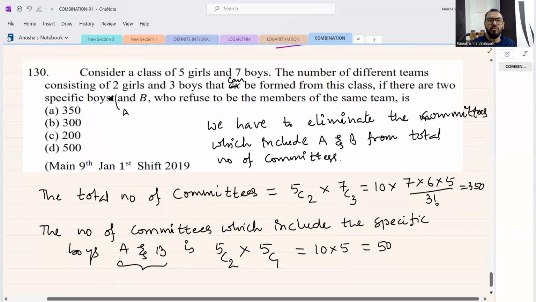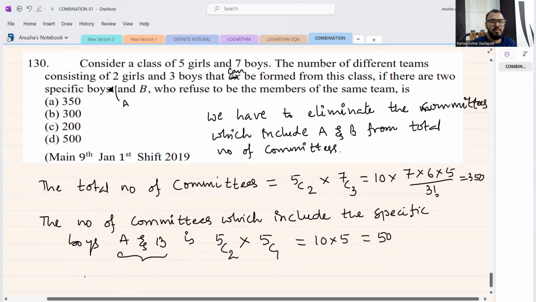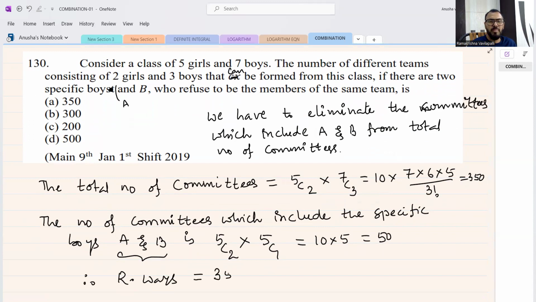We have to remove these committees from the total. So therefore, the required number of ways is 350 minus 50 equal to 300. So there are totally 300 committees. We have done it in a complementary way. Instead of listing out all possible cases, we have removed the number of committees in which both serve together from the total number of committees. So option B is correct.